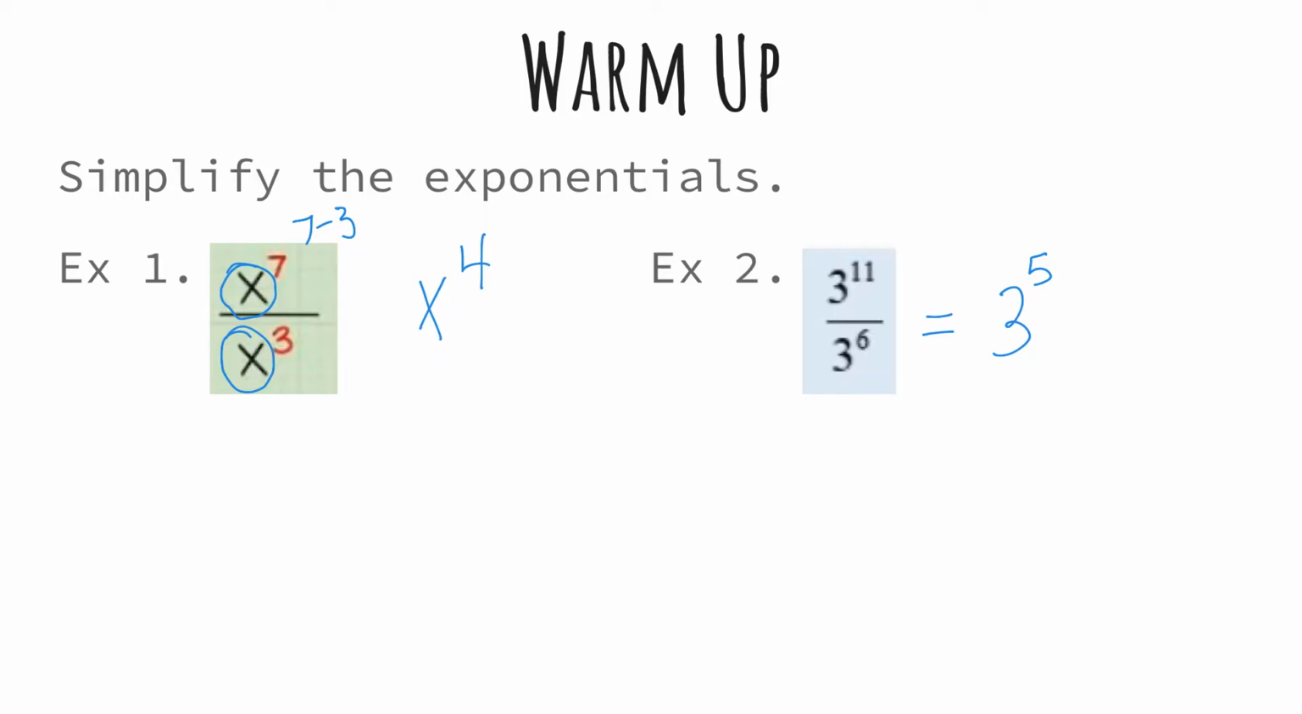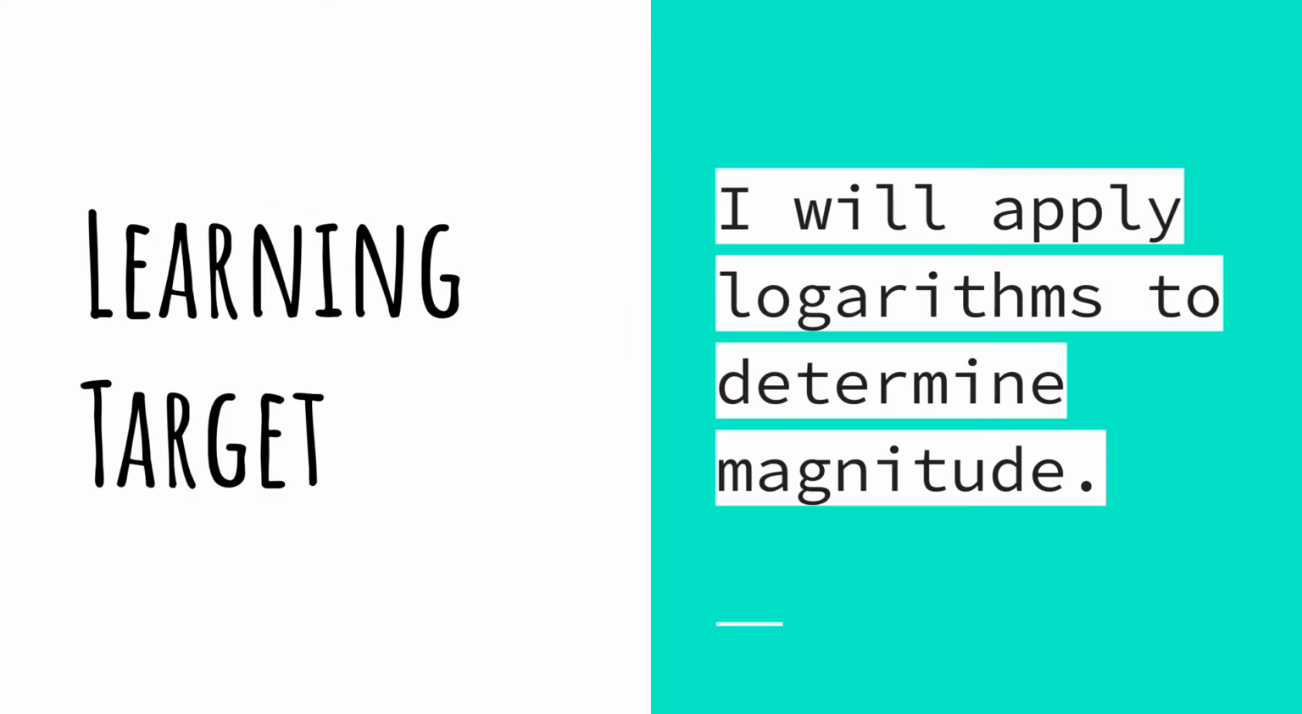The same thing is going to happen here. Do not change the base. The base is the same, so you need to keep it. Keep the 3 and now just subtract your exponents, 11 minus 6. So that would be 3 to the 5th power.